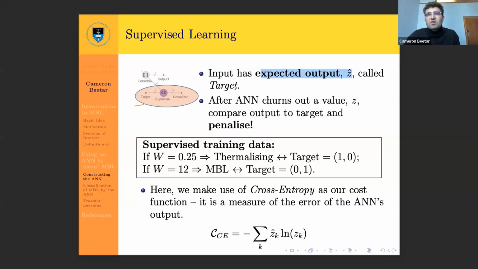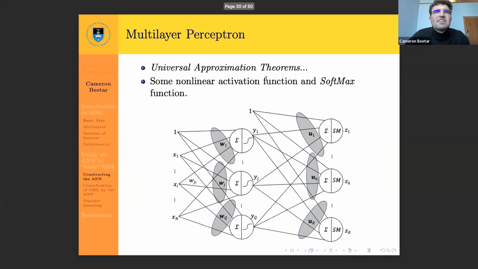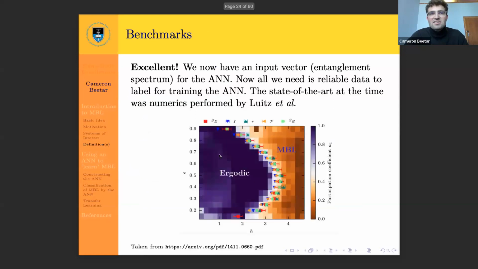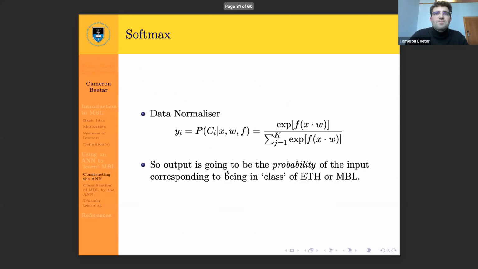And that expected output you call a target. And so that's basically like saying, I know what state this is in, and I'm telling you what you should be getting out of this. If you look at this diagram here, there's a region here where you feel very confident you can say that things are thermalizing, and a region here where you're very confident you can say things are localizing.